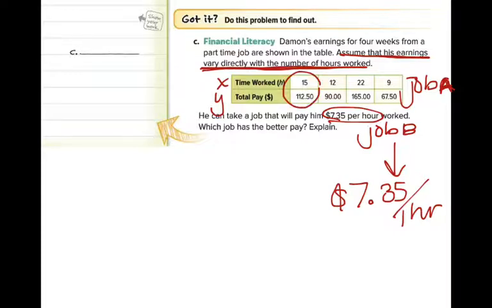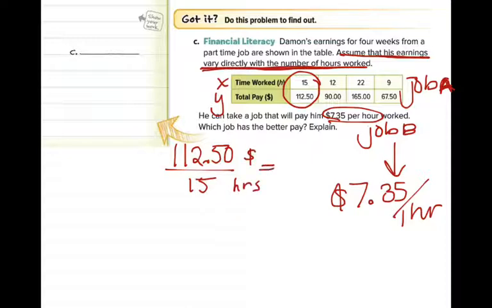Okay, let's look at our information up top. I don't know how much per hour. I know how much for 15 hours, I know how much for 12 hours, I know how much for 22, and I know how much for 9. We can take that information and come up with a per hour. So if it's $112.50 for 15 hours, I can come up with how much for 1 hour. I just take $112.50 divided by 15. So we're just using some fraction skills. $112.50 divided by 15 hours means that it's 7.5.